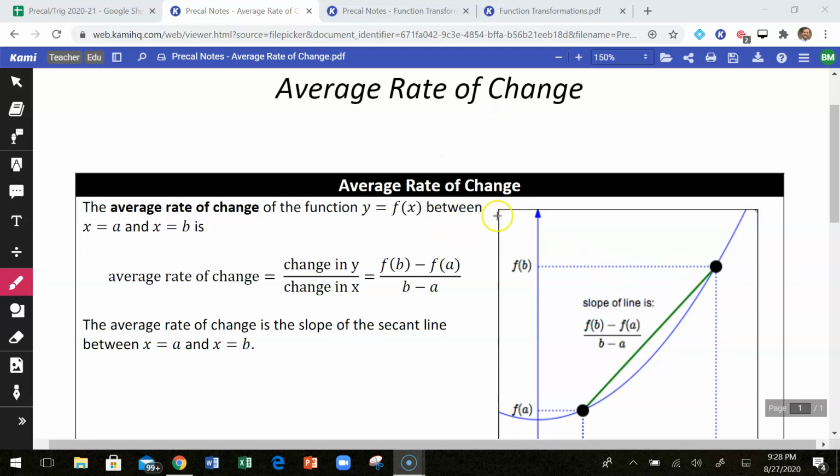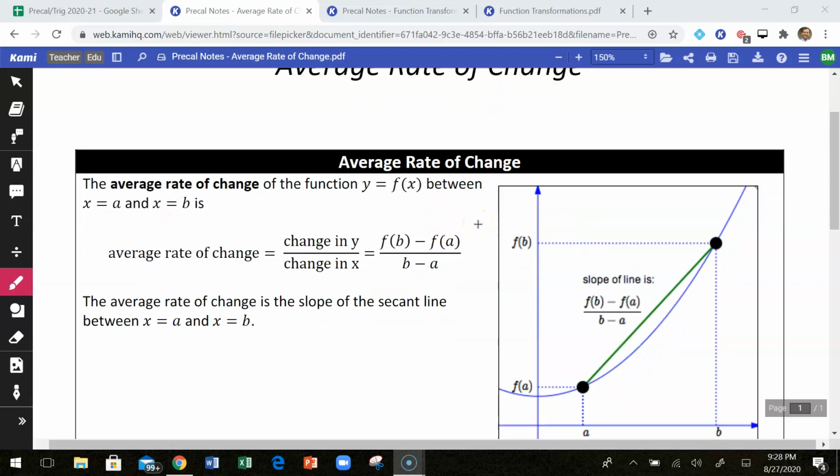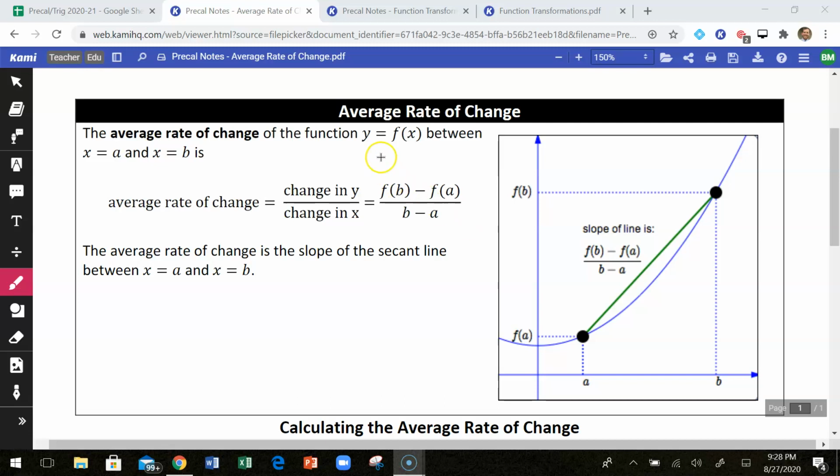Alright, this video is about average rate of change, and so what we're looking at is just any function, which does not have to be a line. It can be any function at all. So if you look at this graph, this blue curve is our function f of x.